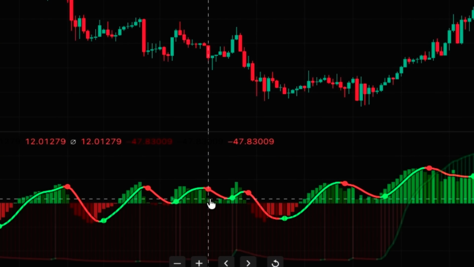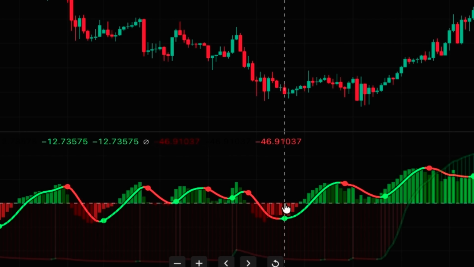Alright, this is the indicator, and as you can see, we have it here below the chart. There are different components in this indicator. First, I explain what we have here and how we can interpret and use it for trading, and then I will teach you a trading strategy based on this indicator.